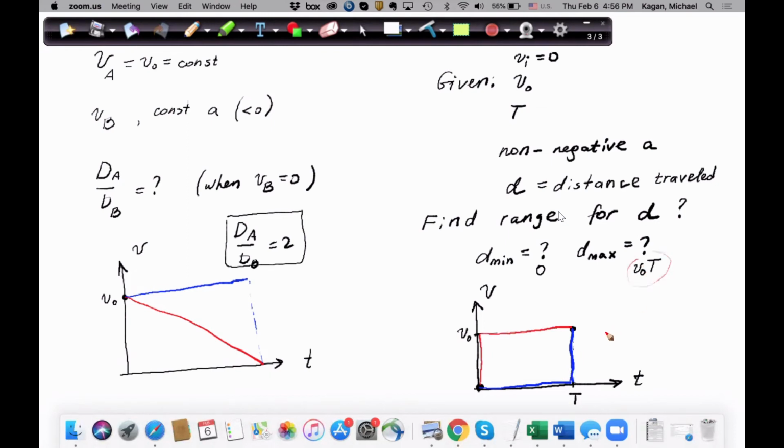Okay? So yes, indeed, this is correct. So you see distance can be quite different depending on how acceleration is set up. Okay, good.